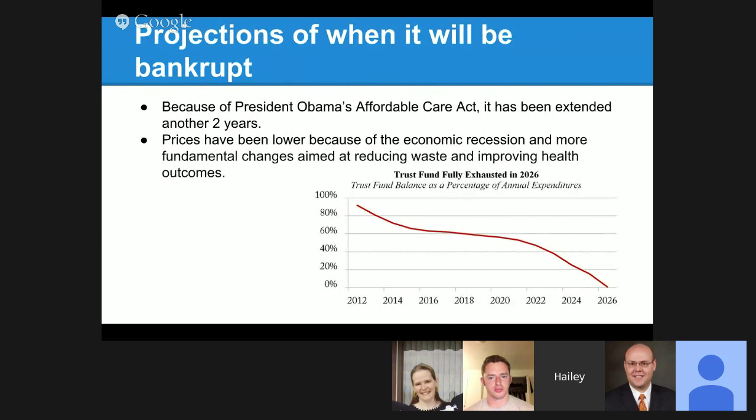I thought this was interesting because of President Obama's Affordable Care Act. It actually has extended another 2 years. It used to be 2024 when it was going to be depleted, but now it's actually going to be depleted in 2026. There were a couple of other websites that had different numbers, but this was the most consistent year I could find. It was also extended because prices have lowered because of economic recession and other fundamental changes aimed at reducing waste and improving health outcomes. Because we're always trying to improve and make things cost lower, that's also helping this trust fund last a little bit longer.